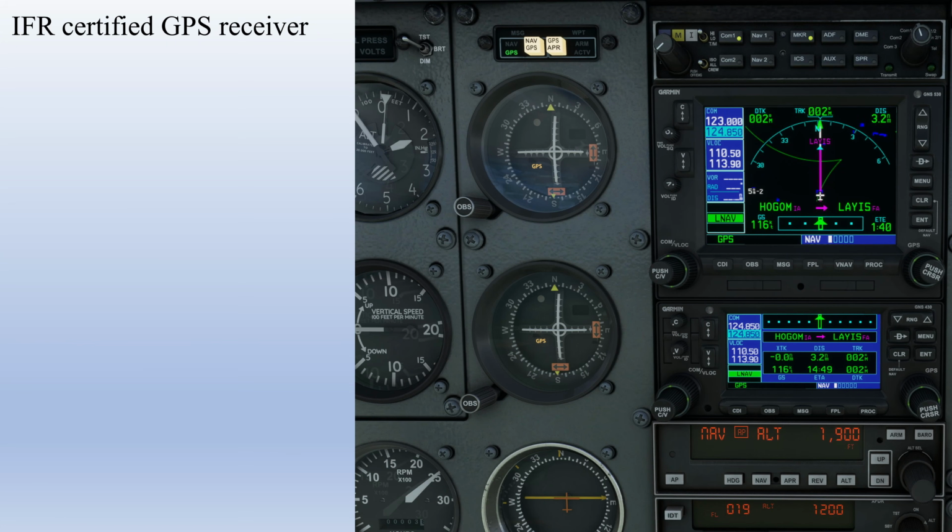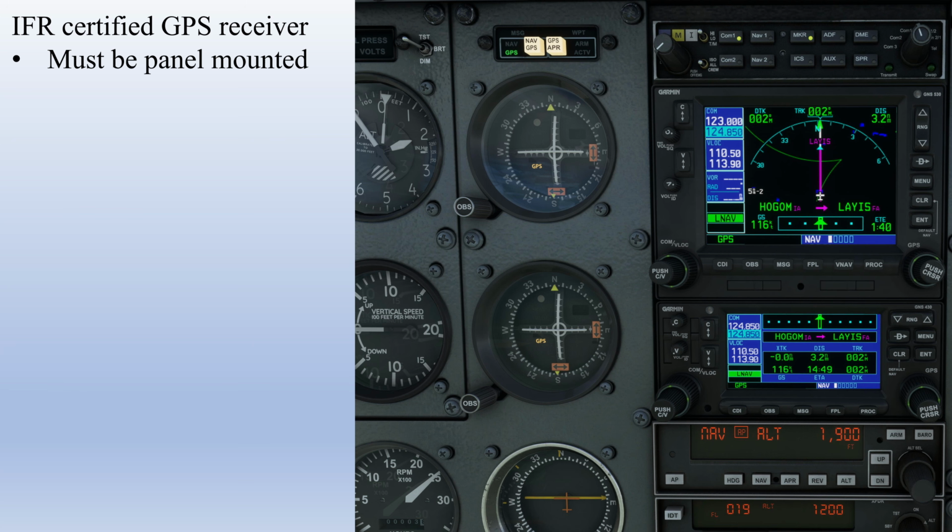Now let's talk a little bit about GPS receivers. In order to fly an RNAV GPS approach, you need to have an IFR certified GPS receiver in the airplane. Generally, to be IFR certified in real life, the GPS receiver has to be something that's installed in the aircraft's panel. Portable or handheld GPS receivers generally can't be used for IFR operations.